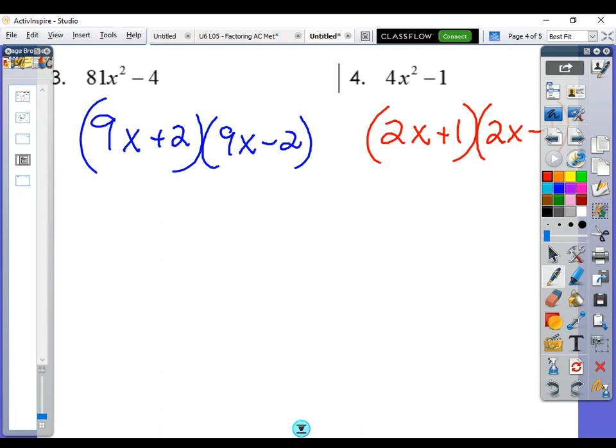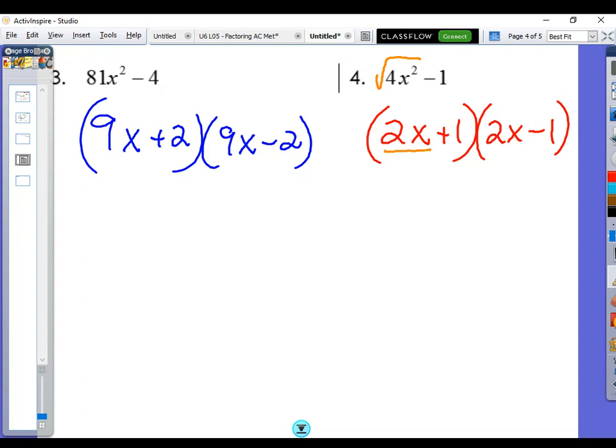All right, so if you got the right answer, you should have ended up with 9x plus 2, square root of 81 is 9, and 9x minus 2. All right, same binomials except for the signs. Same goes for the 4x squared. You square root that, you get 2x and 2x. And when you take the square root of 1, you still get 1, right? That doesn't change. Square root of 1 is 1. So hopefully you're starting to see the pattern.